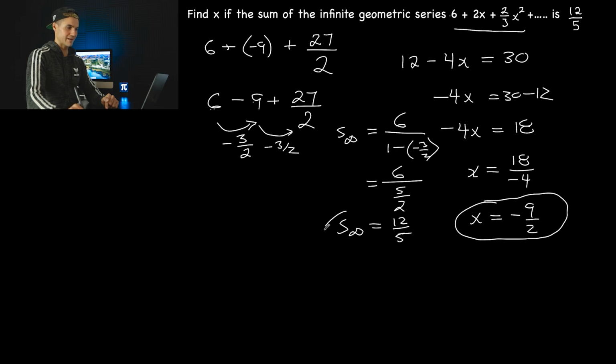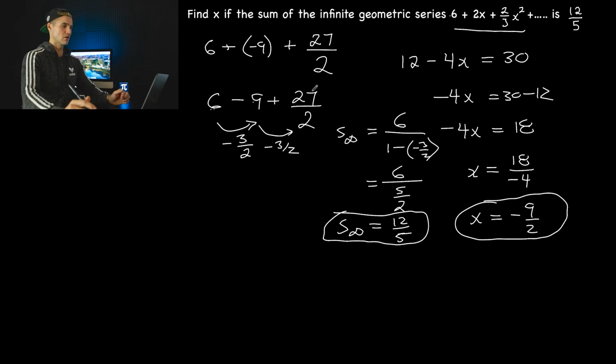Again, this part was not necessary, plugging the x back in. However, on a test or an exam, if you have the time and you want to be more confident in your answer, get the actual series with the actual numbers and plug them into the infinite geometric series formula, and notice that we do get that sum of 12 over 5. So we can be pretty confident that our answer indeed is negative 9 over 2.